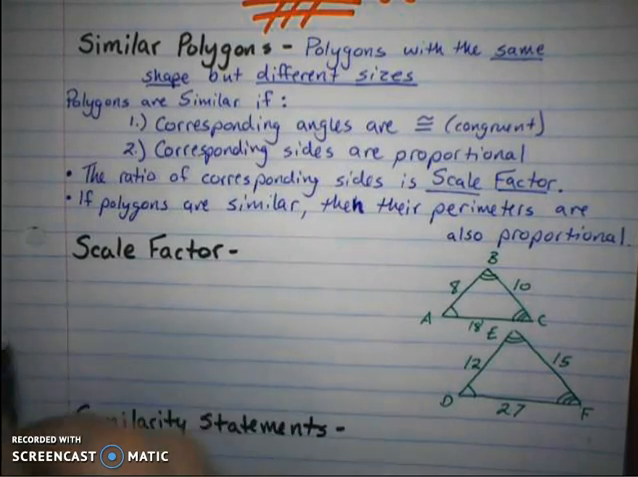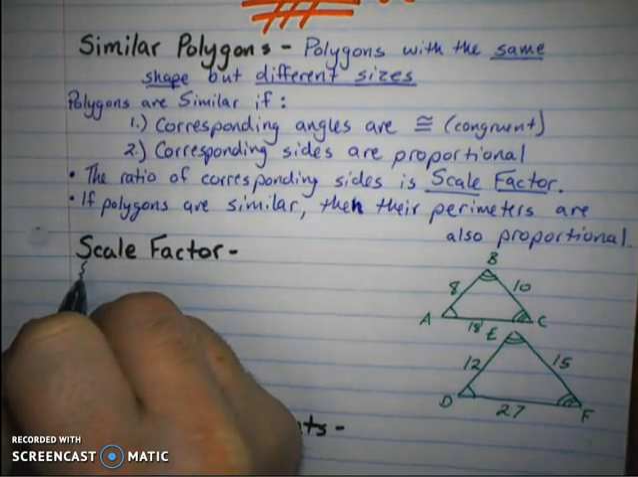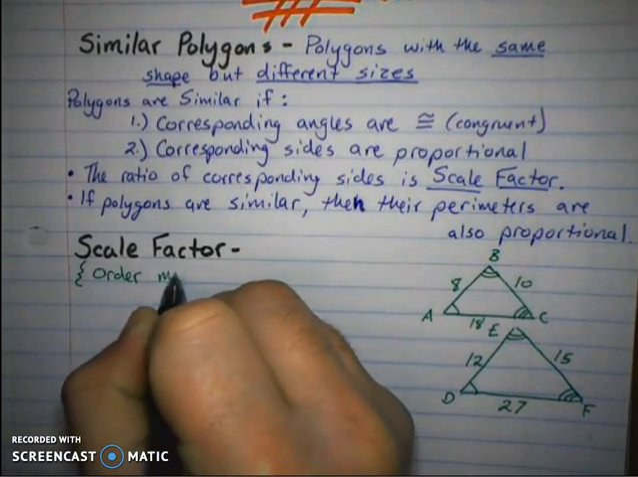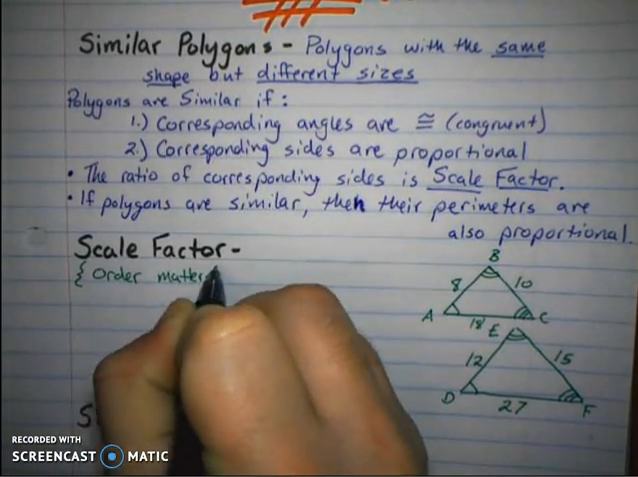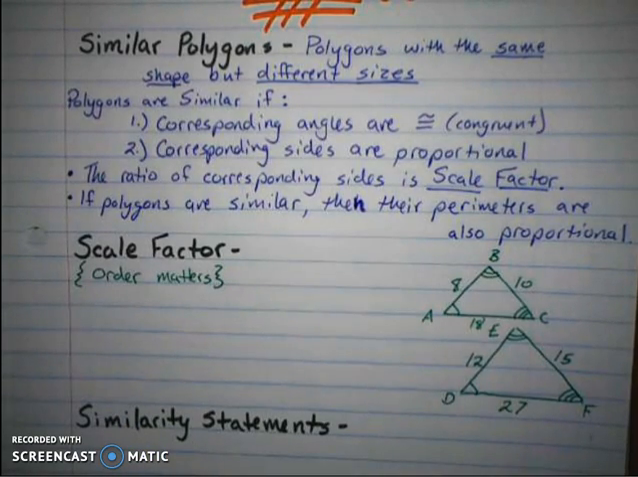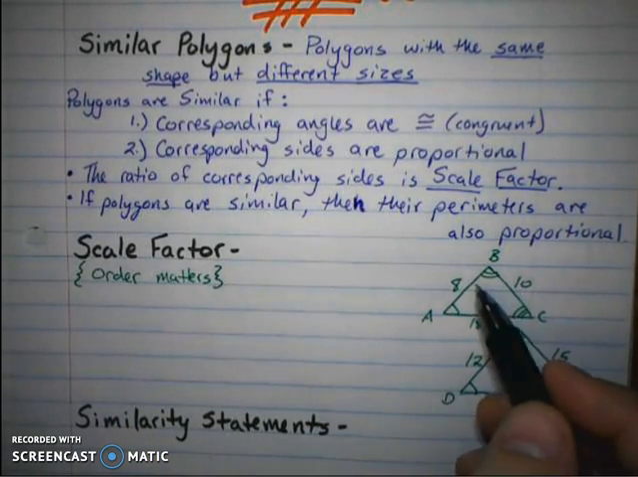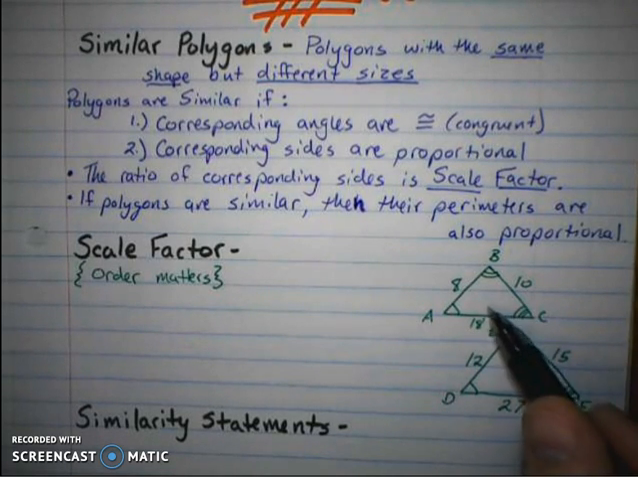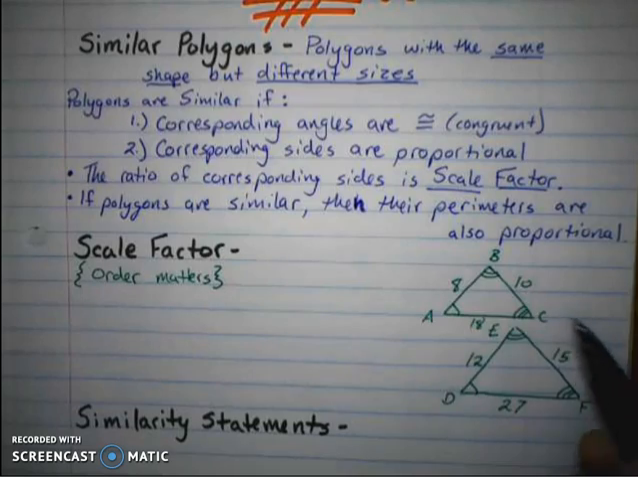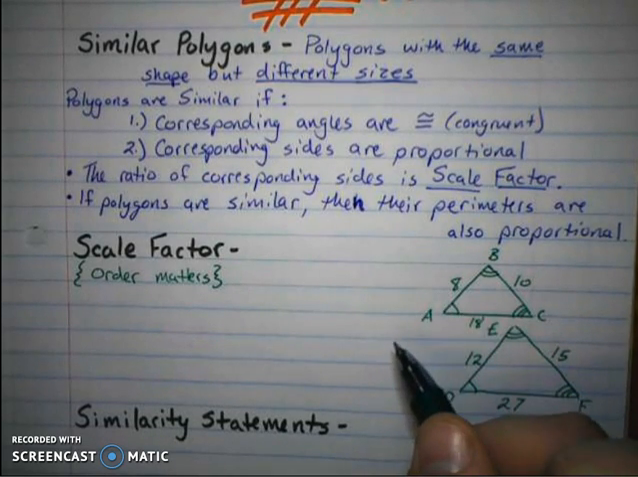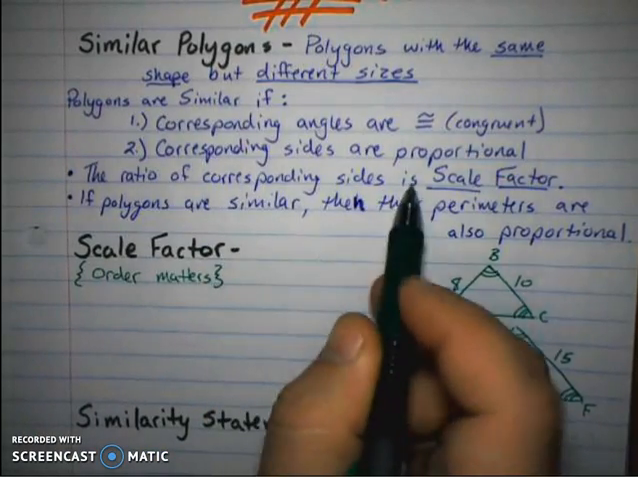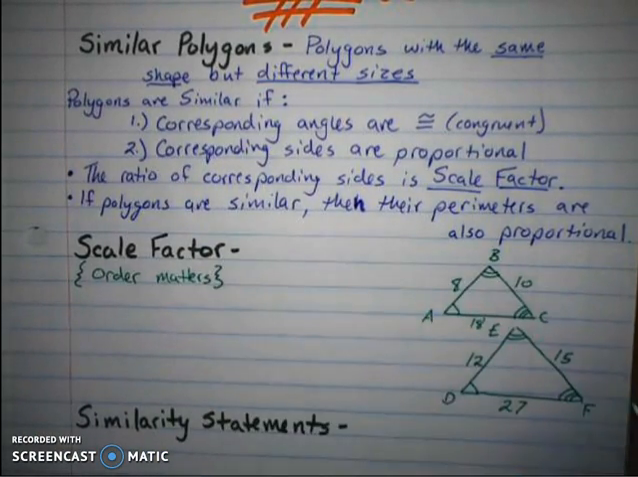All right, the first thing I want you to understand about scale factor is that order matters. So the order of our ratios is important. We're either going to go smaller to larger, or larger back to smaller. That order changes your scale factor. Okay, we will write scale factors as ratios. Okay, the ratio of corresponding sides is called our scale factor, so we write those as fractions.